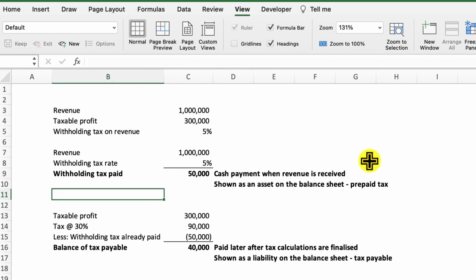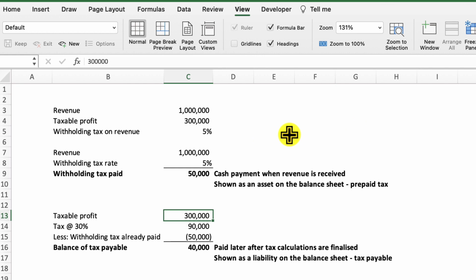So then what happens when we get to calculating our taxes? So our taxable profit was 300,000, and assuming a tax rate of 30%, we ideally should pay tax of 90,000. But then remember, we had already paid 50,000 because it was withheld at source by our customers and paid to the government. So that means we only really need to pay 40,000. So when it comes to the point of us calculating our tax expense, we will record an expense of 90, but we will only record a liability of 40 because we've paid 50.